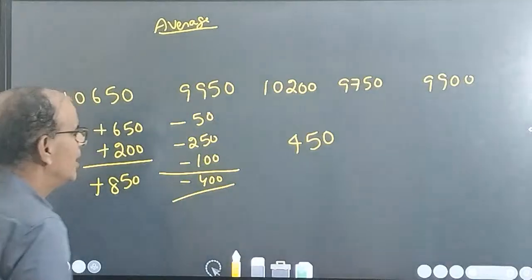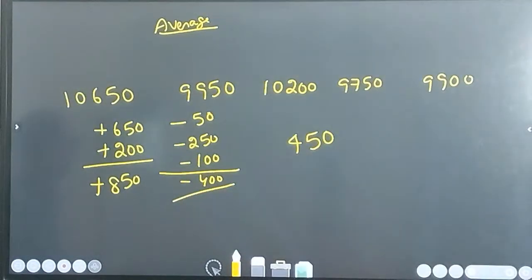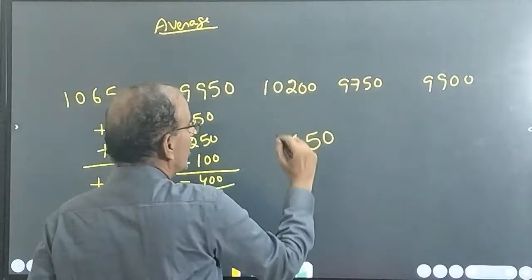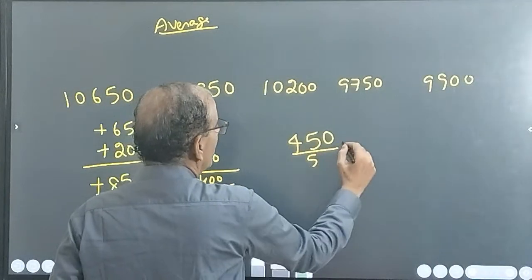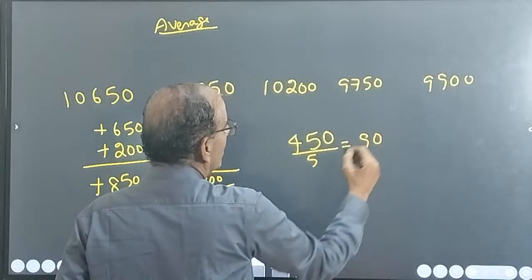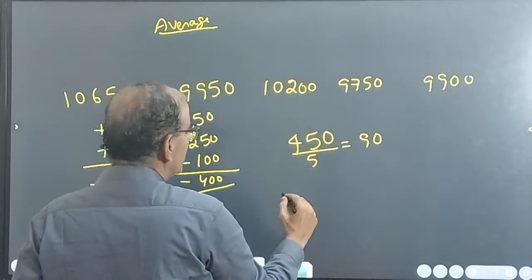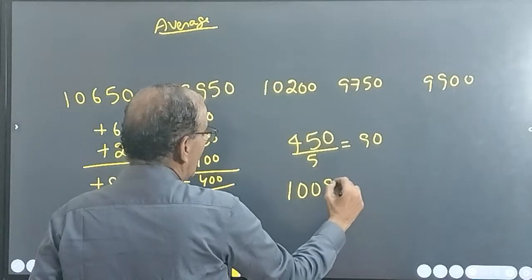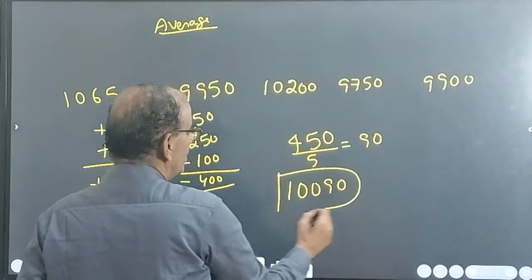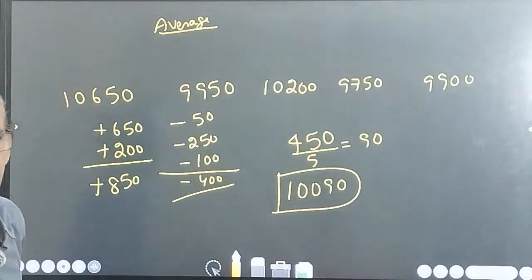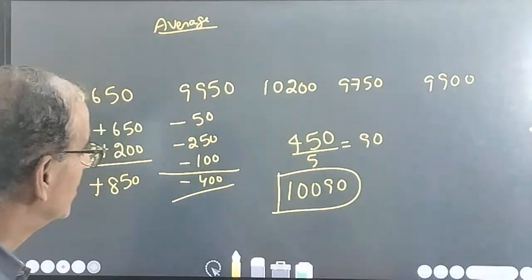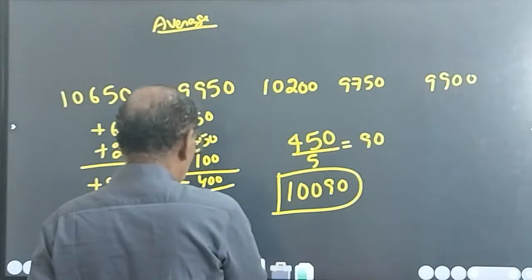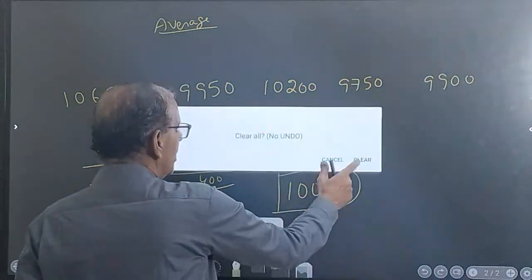850 minus 400, 450. How many numbers are there? 1, 2, 3, 4, 5. That's divided by 5. That is 90. What is the common number? 10,000. What is the average? Average is 10,090. Okay, this is how you can find it, using the common number.